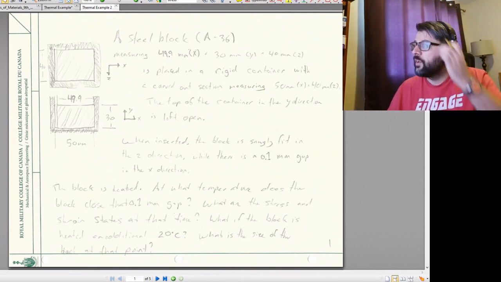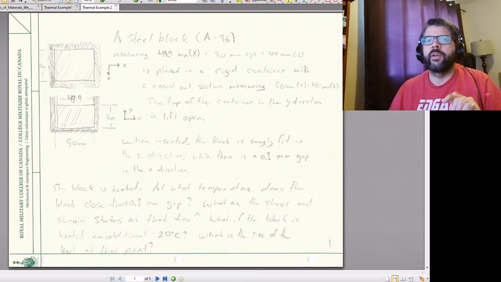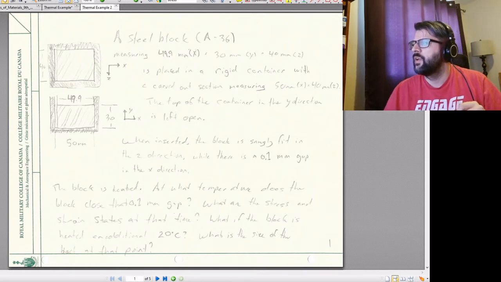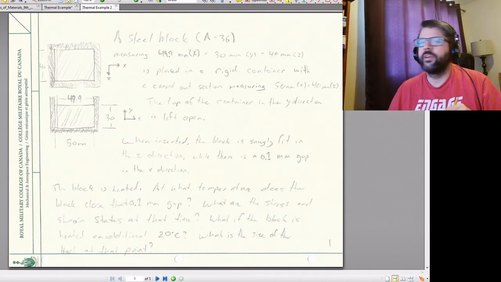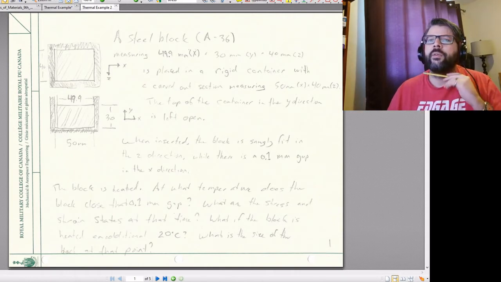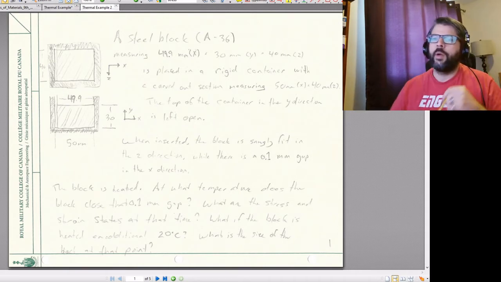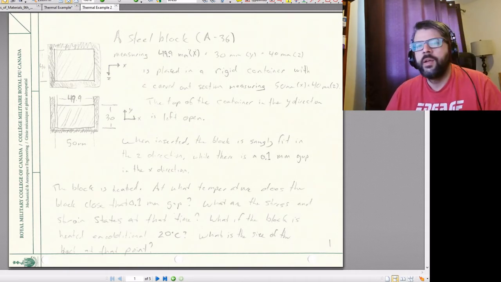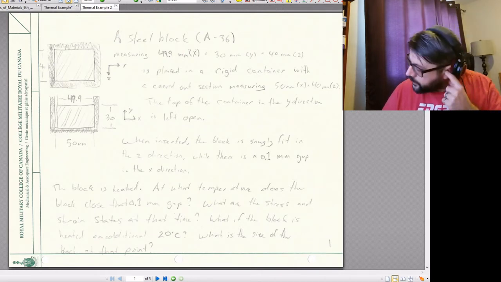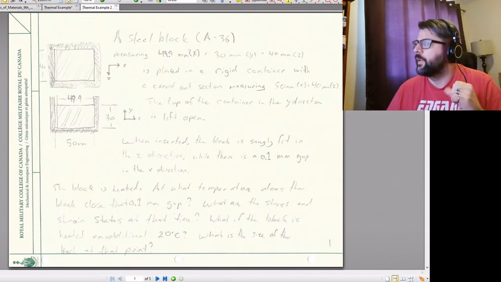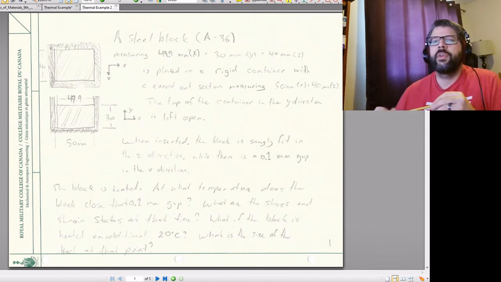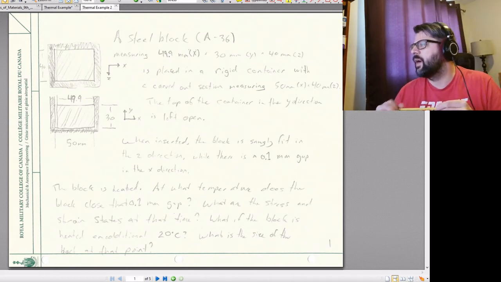The block starts off measuring 39.9 millimeters in the X direction, 30 millimeters in the Y direction, and 40 millimeters in the Z direction. And it is thrown into a rigid container that is carved out with a section that's 50 millimeters in X and 40 millimeters in Z, and then the top's just left open. So we insert that block into that container, and it starts off quite snug in the Z direction, but it's got a 0.1 millimeter gap in the X direction left.